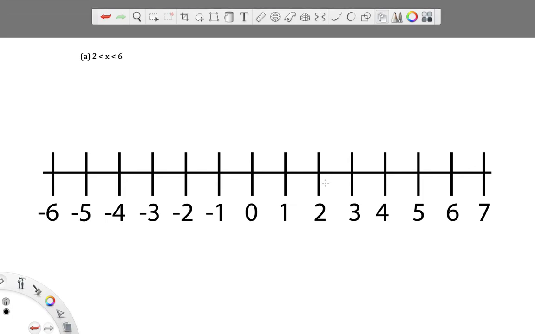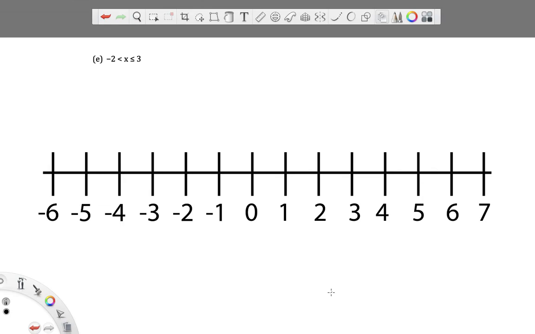Okay, here x lies between 2 and 6. So we put a circle above our 2, put a circle above our 6. Are the circles filled in? No, because there's no equal to part on either of our inequalities. So then we just connect our circles like so, and that's that inequality represented on a number line.